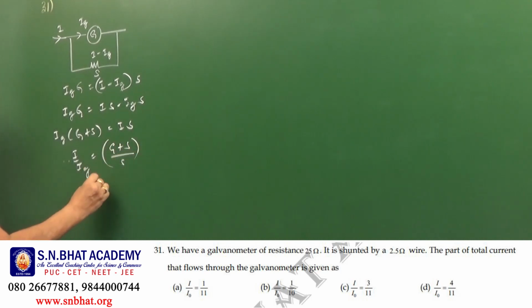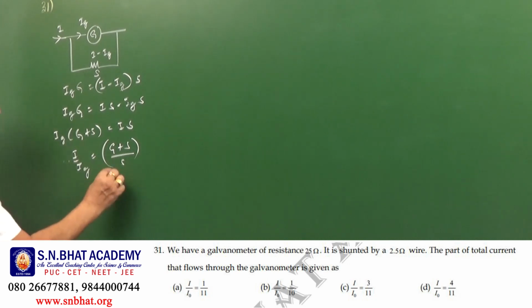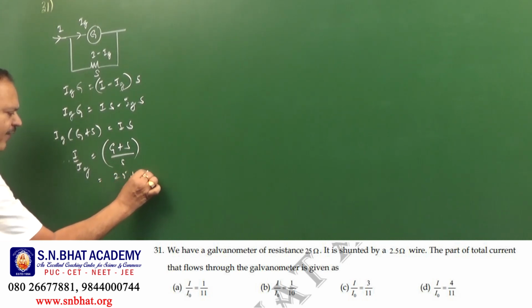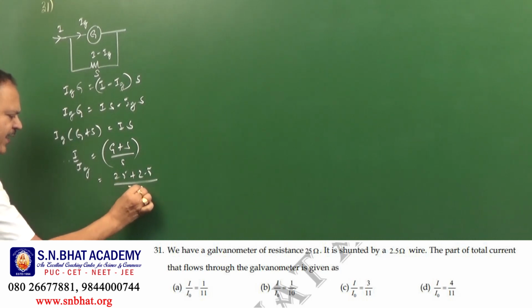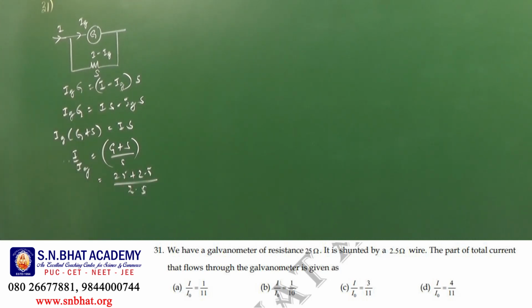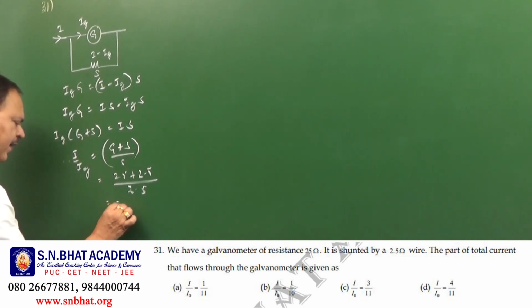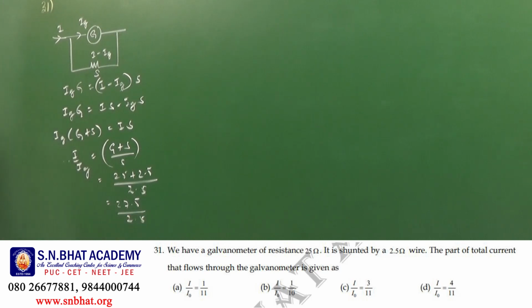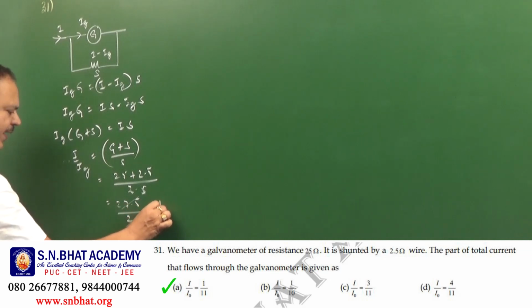Work it out. G is equal to 25, plus the shunt 2.5. So this comes out to be 27.5 divided by 2.5, which is equal to 11 times. So I by Ig is 11 by 1.